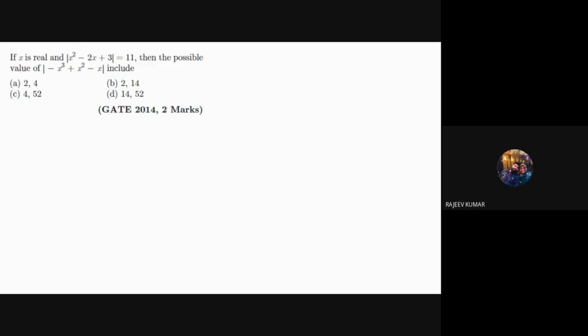Yes, can I get some answers? Let's try to solve this one. If x is real, so there is no imaginary part over here, and mod of x squared plus 2x plus 3 is 11, then the possible values of mod of x minus x cube plus x square minus x include, you have to find out the answer.